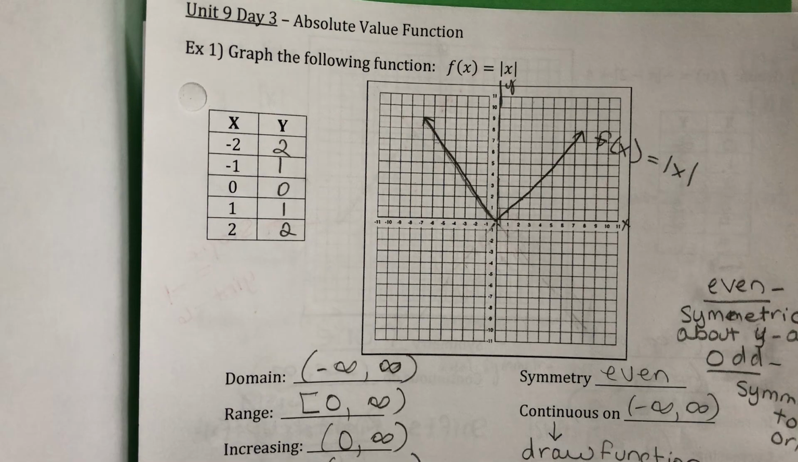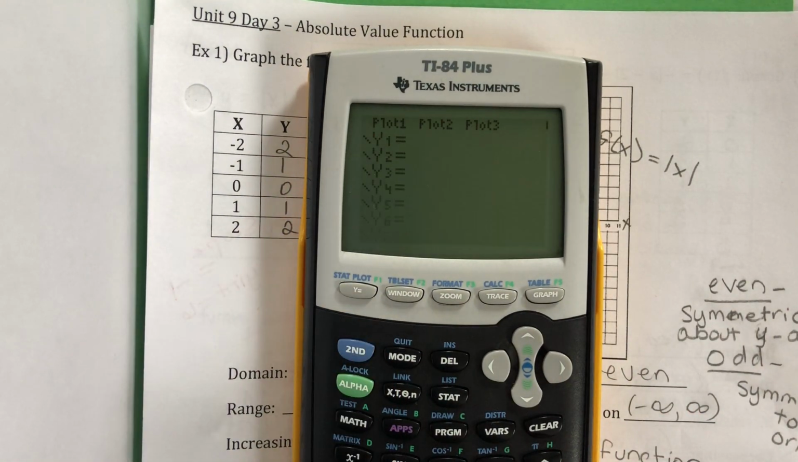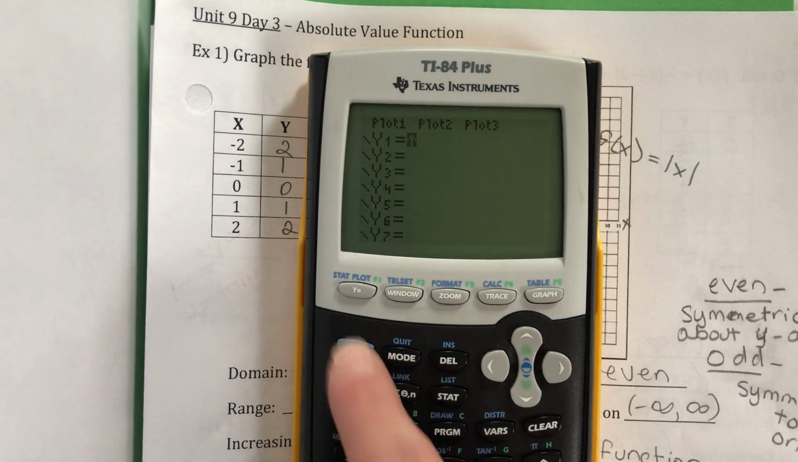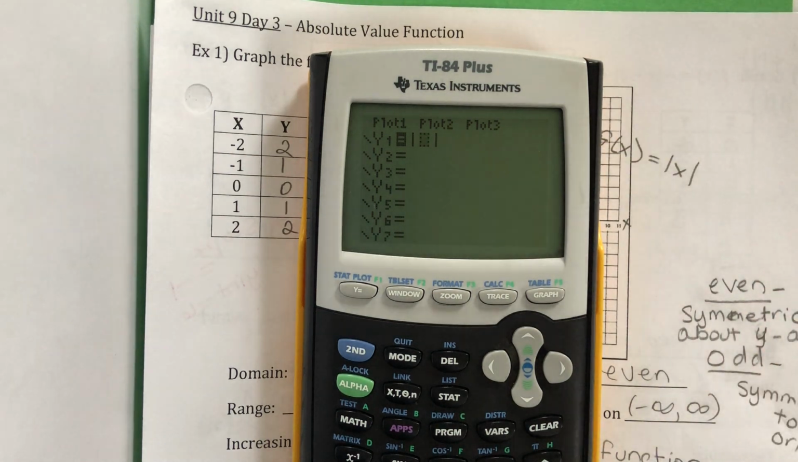To put something like this in your calculators, there's a number of ways to do it. Once you're in the y equals, I usually go to second catalog. Catalog is the 0 button on your calculator. And that first option, ABS, is what you want to choose. Press enter and you'll see those absolute value bars.